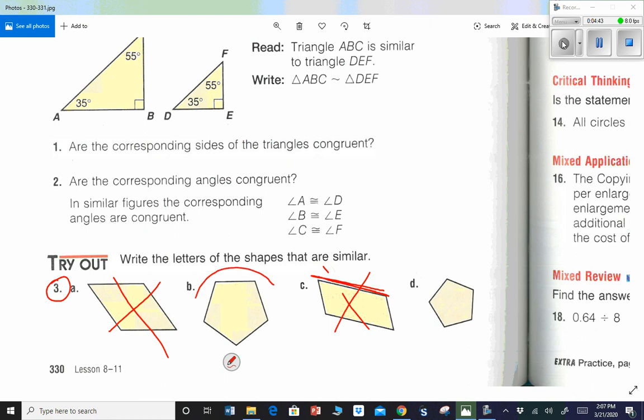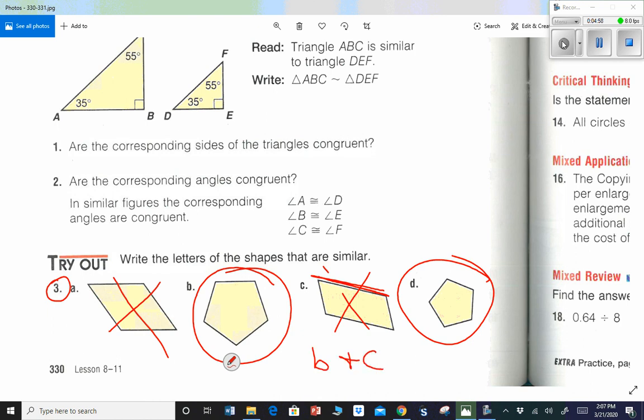What about these two here? They're both shaped like home plate. They're both pentagons, and I think they appear to both be regular pentagons, meaning all the sides and angles are the same. So those two, B and C, would be similar figures.